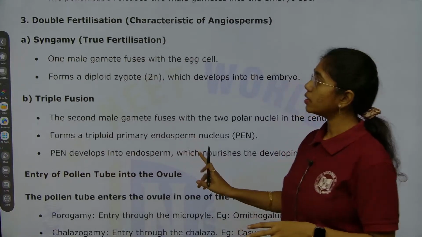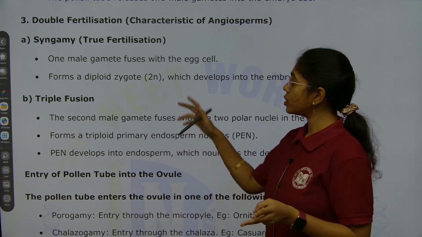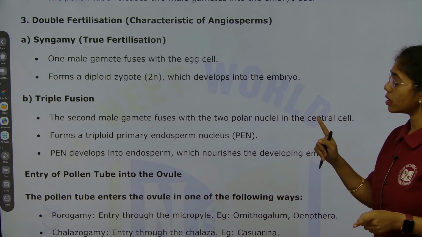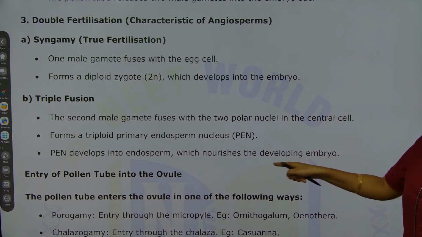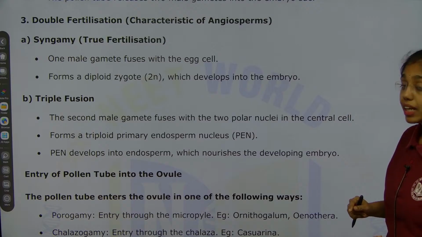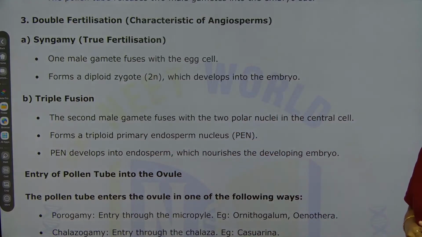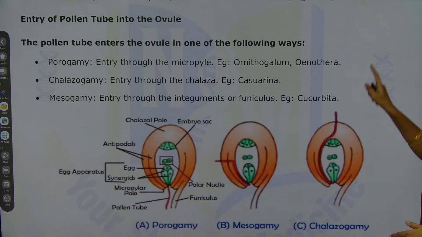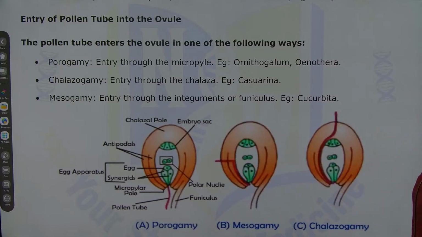Then starts the concept of double fertilization, wherein one of the male gametes will fuse with the egg cell forming a diploid zygote. Another male gamete will fuse with the central cell forming the primary endospermic nucleus. This primary endospermic nucleus will develop into triploid endosperm which nourishes the developing embryo. Next is entry of pollen tube into the ovule. There only you can write it, or here also you can explain, that is your comfort, beta. That is porogamy, chalazogamy and mesogamy.